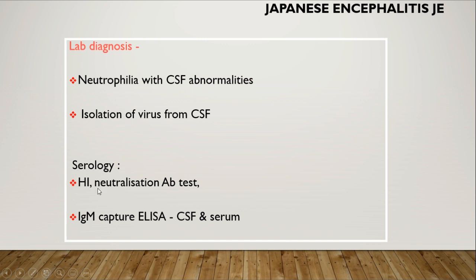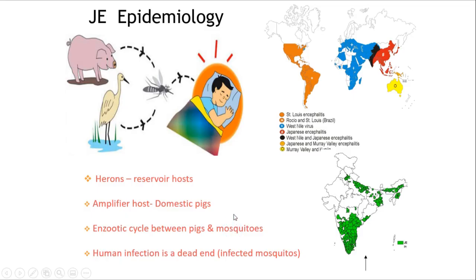So we are dependent on serological examination, where we can do hemagglutination inhibition, neutralization, antibody test, or the commonly used method is ELISA, where we will go for IgM capture ELISA. We will try to target IgM antibodies. If you identify IgM antibodies, that shows an early stage of infection, and if you identify IgG antibodies, that's a latent phase of infection. And we can identify IgM antibodies both from CSF sample and even from serum sample.